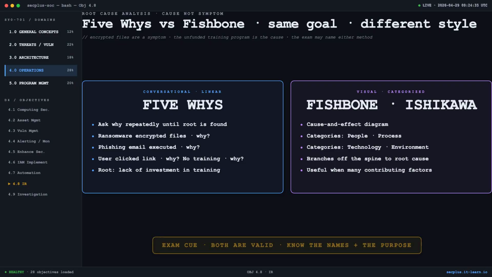Fishbone diagram, also called Ishikawa. Visual cause and effect analysis with categories like people, process, technology, environment. The exam may name either. Five Whys is conversational. Fishbone is visual.